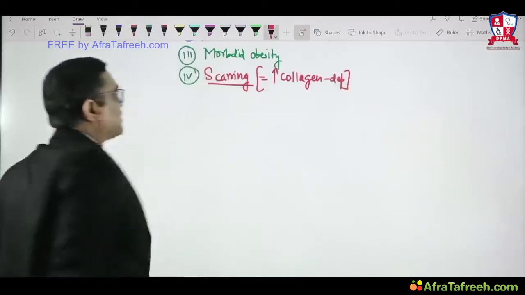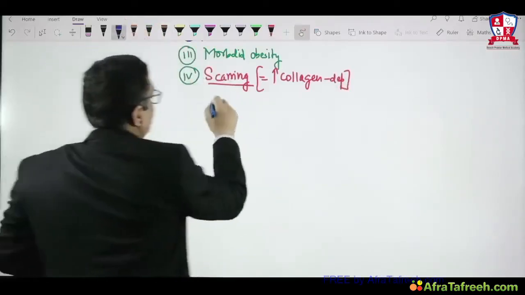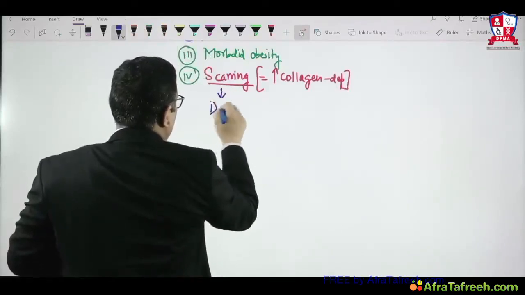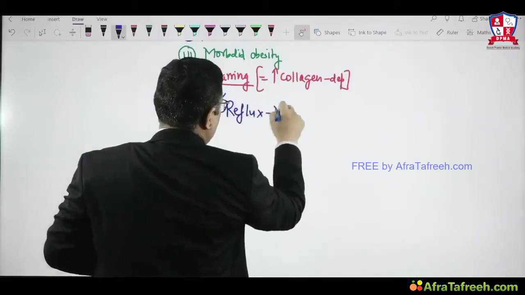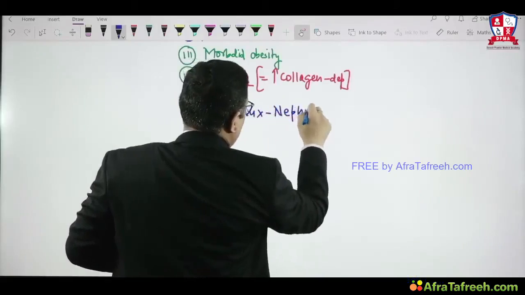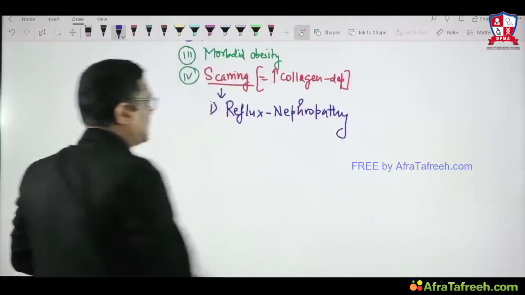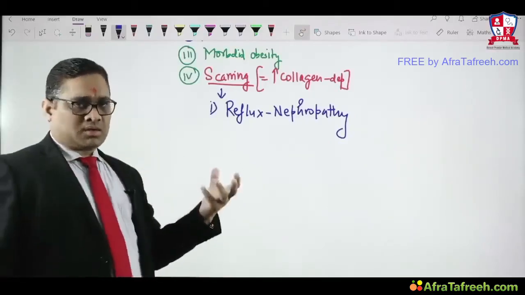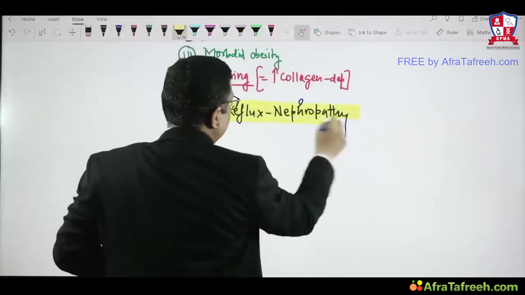So what are the reasons for this scarring, right? Number one reason for scarring, which was the question in the All India AIIMS exam, was reflux nephropathy, right? So in reflux nephropathy, what is the most common glomerular pathology? That is the FSGS. So reflux nephropathy, most common is the FSGS. This was the AIIMS question also and All India question also, right?